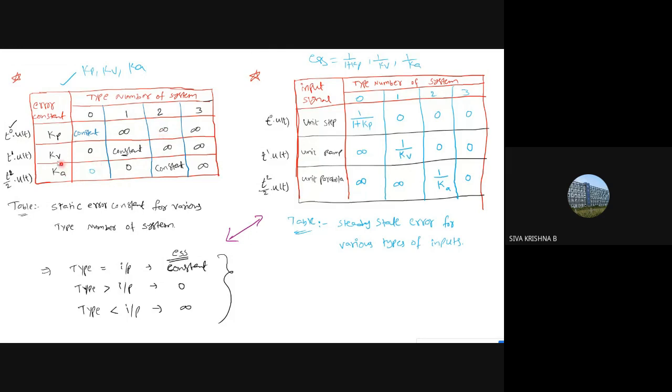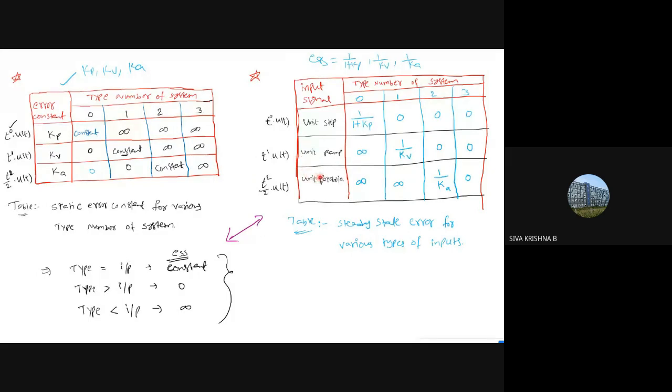Similarly for Kv, type 1. Here power, what is the power here? At that type only you will get the constant values. Suppose if you take this Kv, here t power 1 into e of t, so power 1 is there. So for type 1 you will get the constant value. Here t power 2, that means for Ka you will get the constant value at power 2. Remaining terms depend on the S values, means denominator and numerators.